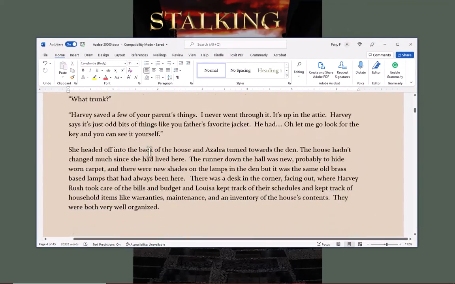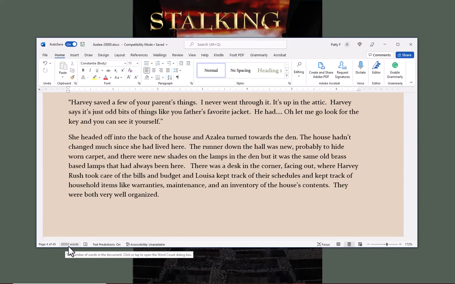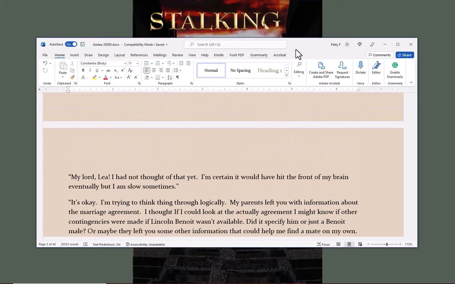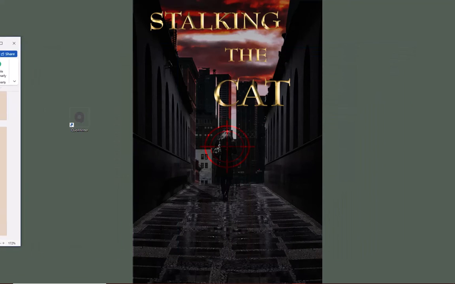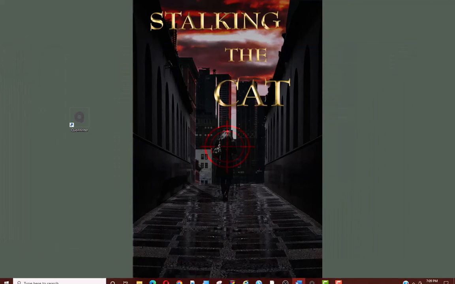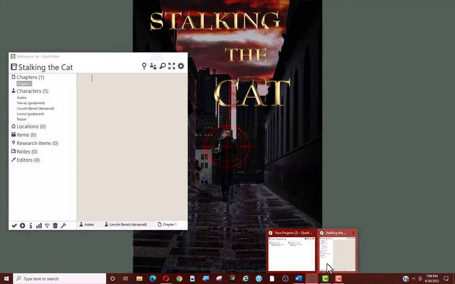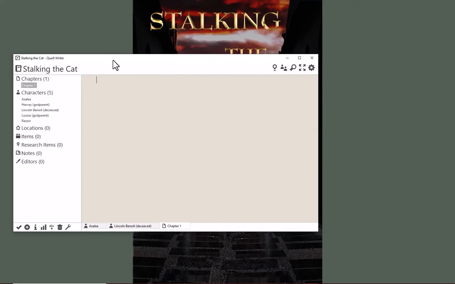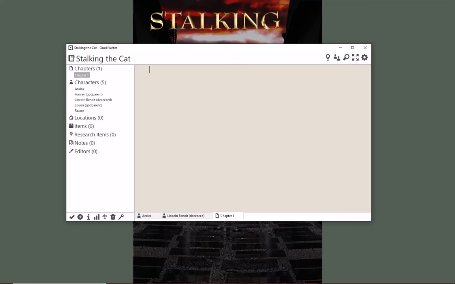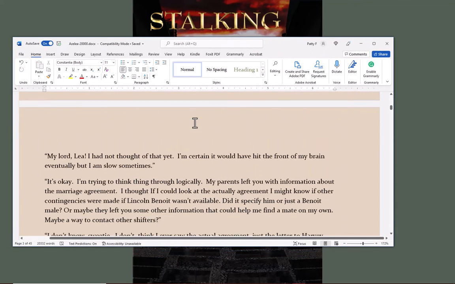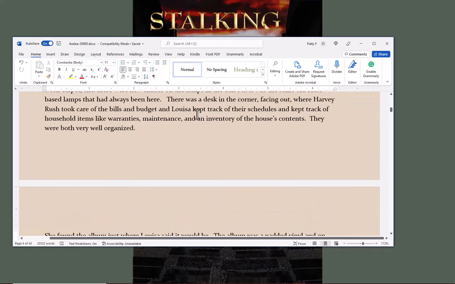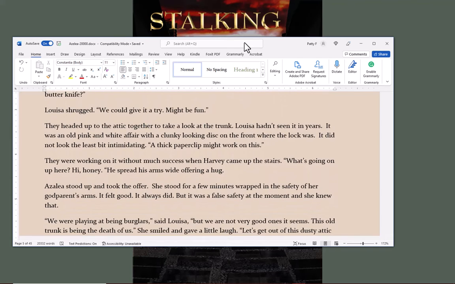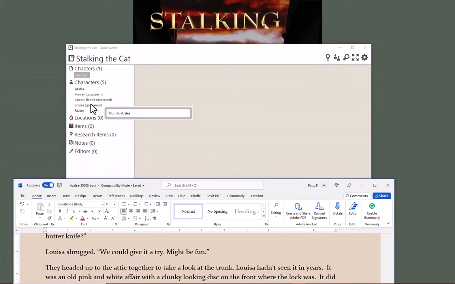I have a Word document that has 20,332 words for this story, and I'm going to start taking this information and moving it into the Qual Writer software, and I've already started to do that. I have the Qual Writer software up here, and I started the project Stalking the Cat, and I've just started putting in the characters that I'm finding as I skim through this particular version of the story. So if I find a name of someone, like Louisa, I go ahead and add Louisa as a character.